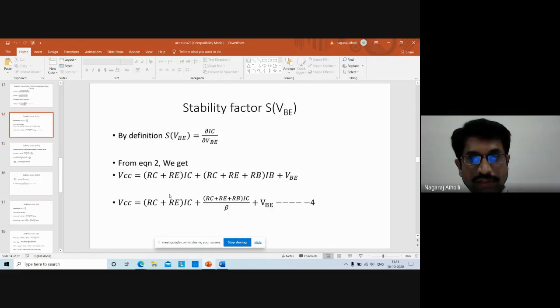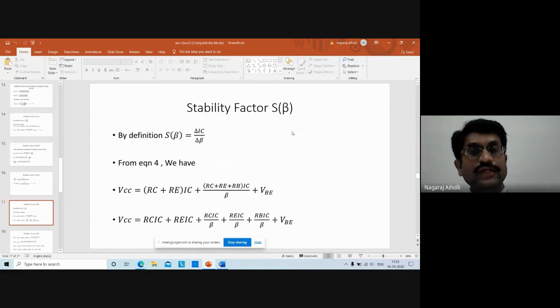Let us see what equation 4 was in the previous one. Equation 4 is this equation here, what we got by substituting IB as IC by beta. The same equation we will be considering here for the derivation of S of beta. That is VCC is equal to (RC plus RE) into IC plus (RC plus RE plus RB) into IC by beta plus VBE. Expand this: VCC will be equal to RC IC plus RE IC plus RC IC by beta plus RE into IC by beta plus RB into IC by beta plus VBE. This is the equation that we get after expanding the previous equation.